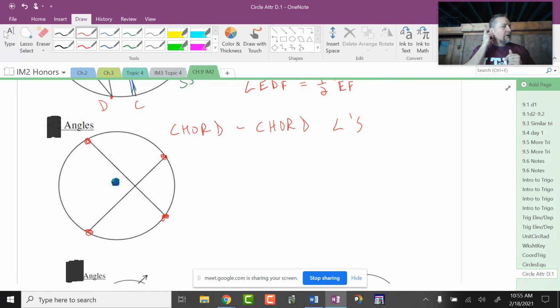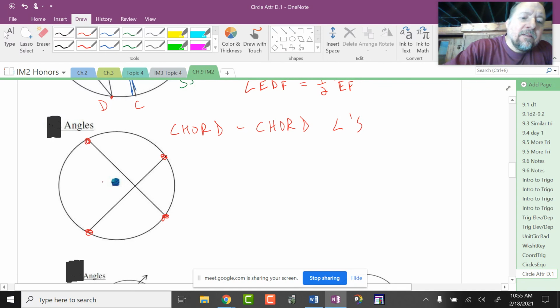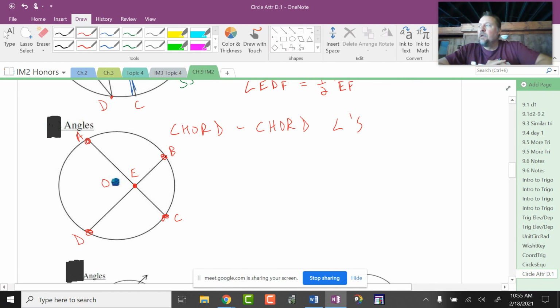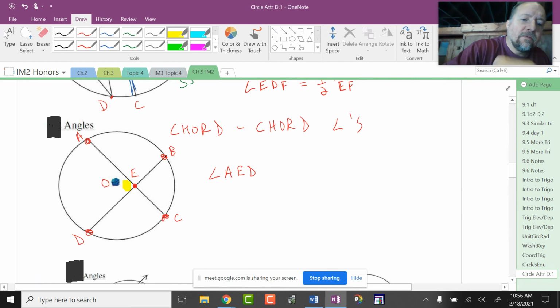Now with the chord angle, we've got to name this again. We're going to call this circle O, but that's not an inscribed angle, A, B, C, D. I'm sorry, not a central angle. So I need another letter, E, that is not on the center. It's off. So we've got to pick an angle measure, and the angle measure I'm going to pick is angle AED. So it is this angle measure here.